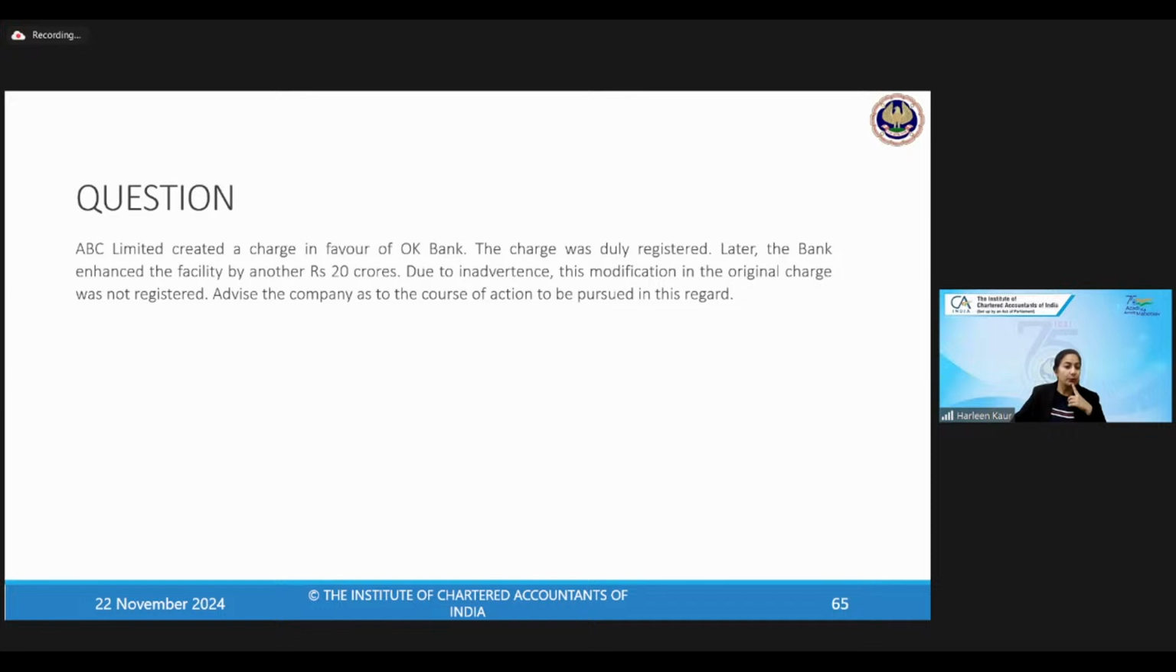So this is the question for all of you. ABC Limited created a charge in favor of OK Bank. The charge was duly registered. Later, the bank enhanced the facility by another 20 crores. Due to inadvertence, this modification in the original charge was not registered. Please tell what course of action shall be followed by the company. Please think and answer this question. This is the last question for today's class, children. Please think it nicely and try to answer it.